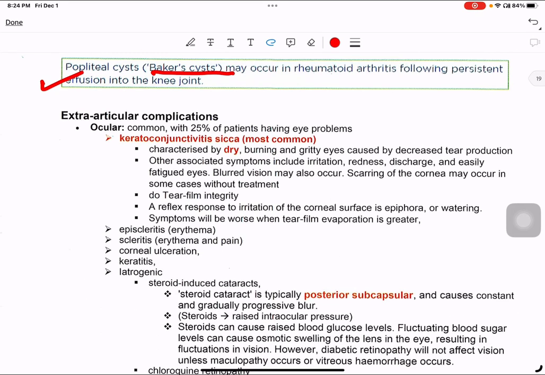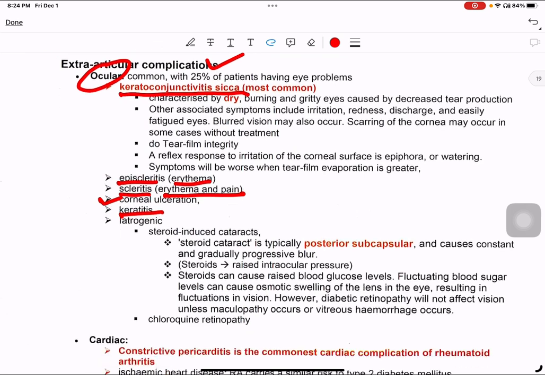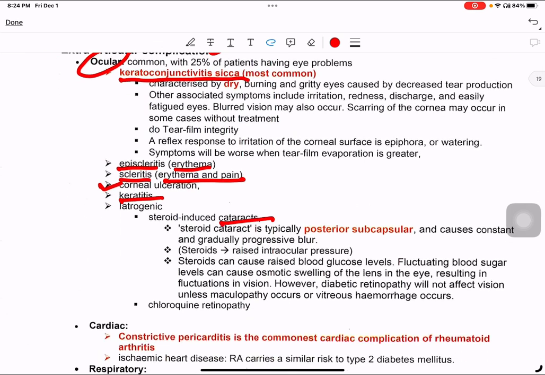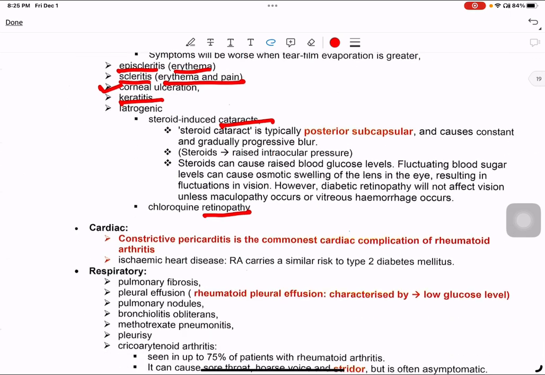What are the extra-articular complications of rheumatoid arthritis? It may involve the eye, and 25% of patients have eye problems. That is keratoconjunctivitis sicca, that is dry eye. So dry, burning and gritty eye. Then it may be associated with episcleritis, scleritis with erythema and pain in the eye, corneal ulceration, keratitis, and sometimes steroid-induced cataract may develop, and chloroquine-induced retinopathy may develop in case of treating rheumatoid arthritis.